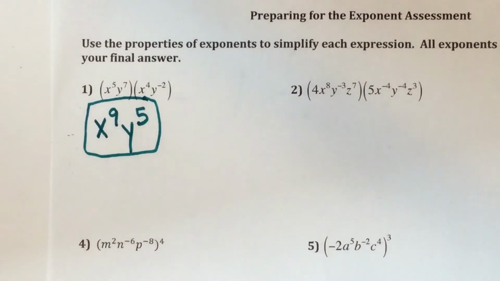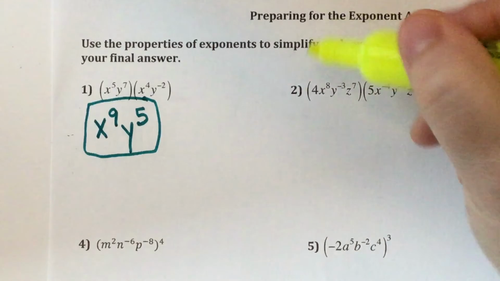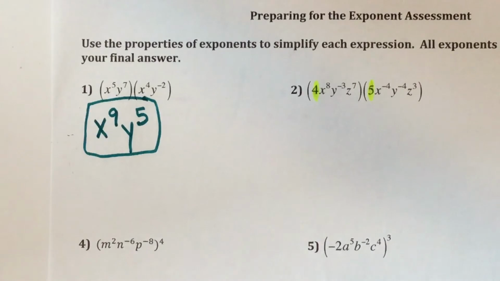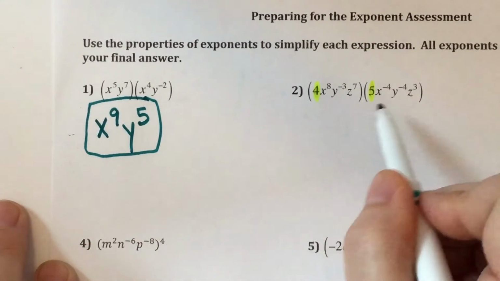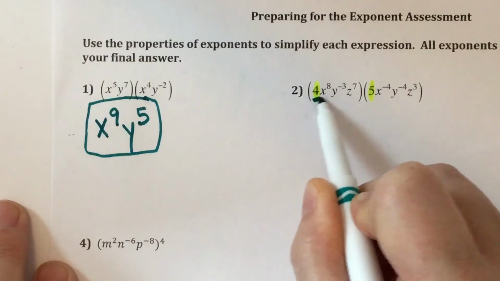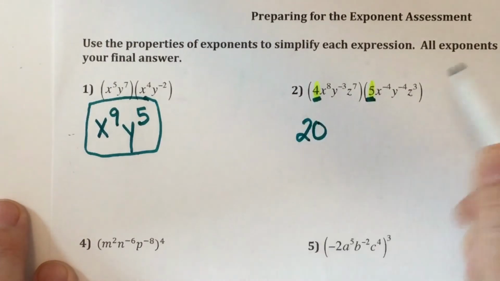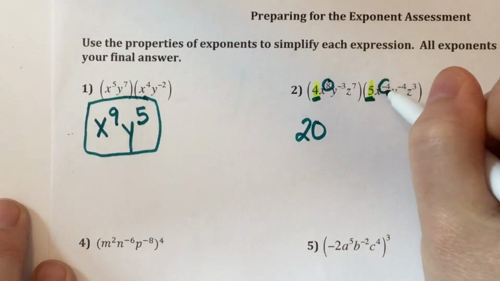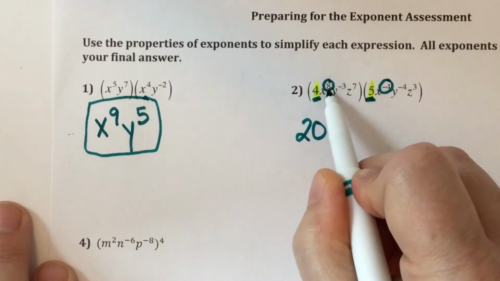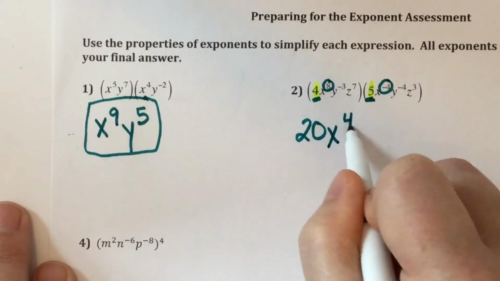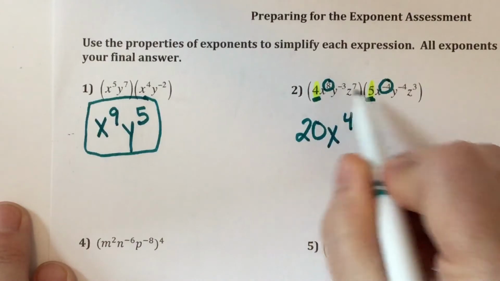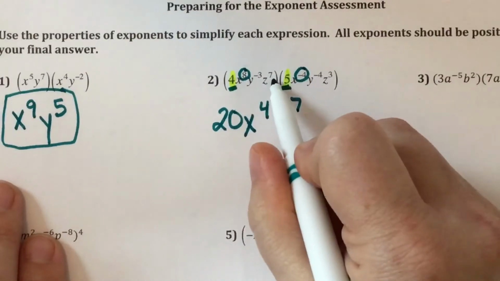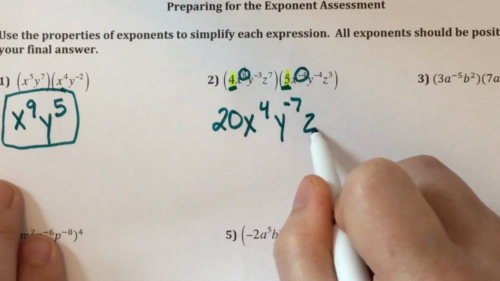Okay, now when you see regular numbers, remember regular numbers do not follow the rules of that song. Regular numbers follow the rules that you've known for years. When things are smushed together, that's multiplication, and 4 times 5 is 20. Now everybody else has an exponent, so now we're back to adding the exponents. When you multiply some bases, add exponents. So 8 plus negative 4 is 4. Negative 3 plus negative 4, that's negative 7. And 7 plus 3 is 10.